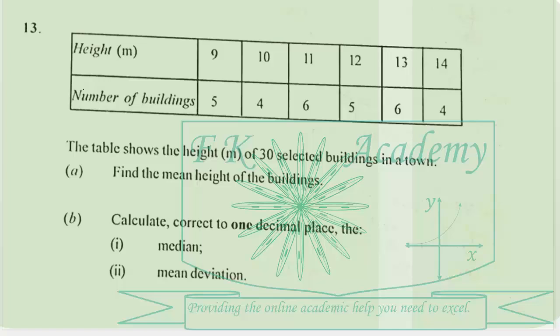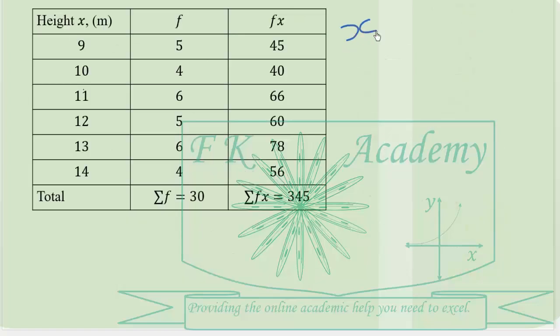Question number 13. The table shows the height in meters of 30 selected buildings in a town. Find the mean height of the buildings. Calculate correct to one decimal place the median, the mean deviation. So let's do the mean first. You recall that mean is summation fx over summation f. Mean x bar is equal to summation fx over summation f.